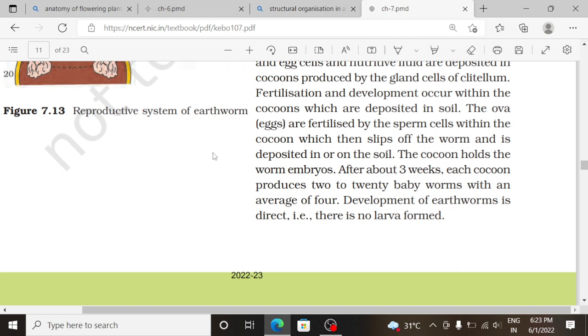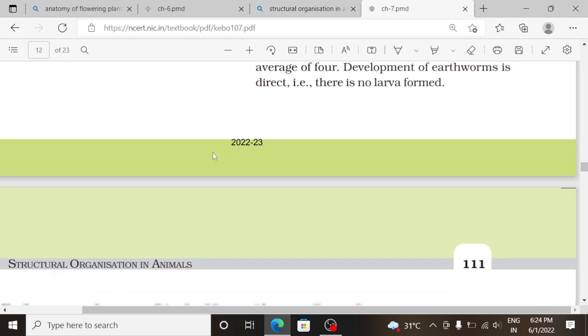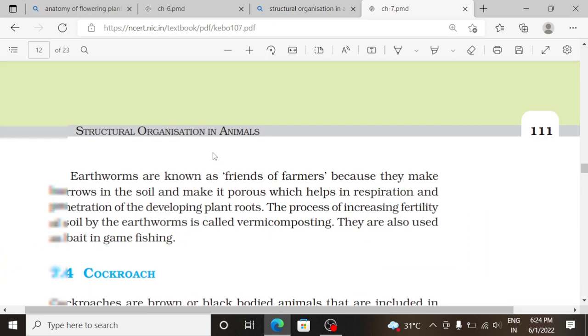The ova, which are eggs, are fertilized by the sperm cells within the cocoon, which then slips off the worm and is deposited in or on the soil. The cocoon holds the worm embryos. After about 3 weeks, each cocoon produces 2 to 20 baby worms with an average of 4. Development of earthworms is direct, that is, there is no larva formed.